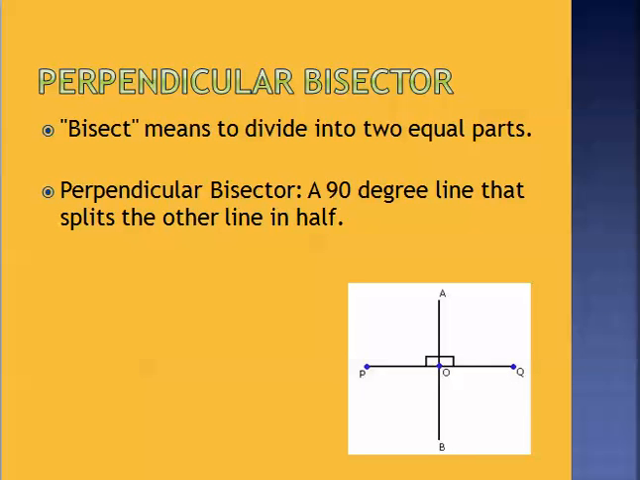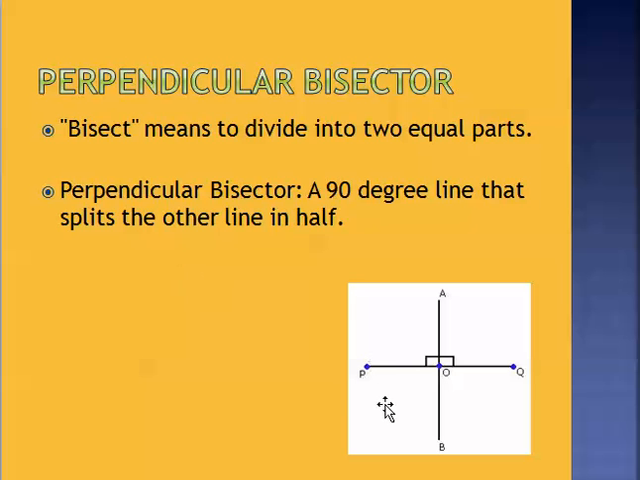Okay, so perpendicular bisector. First, we need to talk about bisect. What does it mean? Well, bi means two, and sect means to cut. So cut something into two, and particularly it means to divide into two equal parts. Perpendicular, the word itself, means a 90-degree angle or a right angle. They are the same thing. So a perpendicular bisector is a 90-degree line that splits the other line in half.